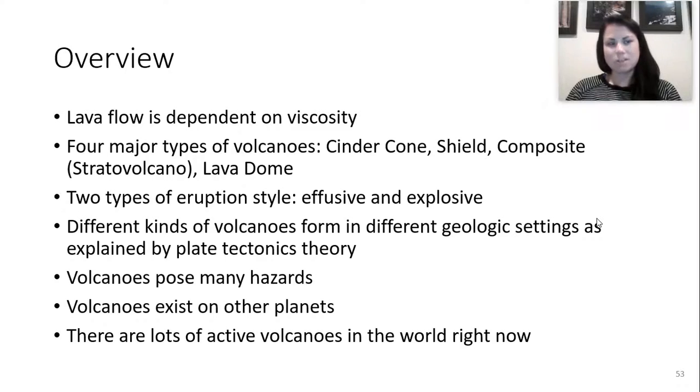Okay, so what did we learn in this lecture? Lava flow is dependent on viscosity. We have four major types of volcanoes: cinder cone, shield, composite, and lava dome. There's two types of eruptions. We see effusive, which is the slow and gradual, and explosive, which is the very violent eruptions. Different kinds of volcanoes form in different geologic settings, as explained by plate tectonics. Volcanoes have many hazards, as we saw in those YouTube videos, that if you came close to one of those lahars or a basalt flow itself, that would be very dangerous. Volcanoes exist on other planets, and there's lots of active volcanoes in the world right now.